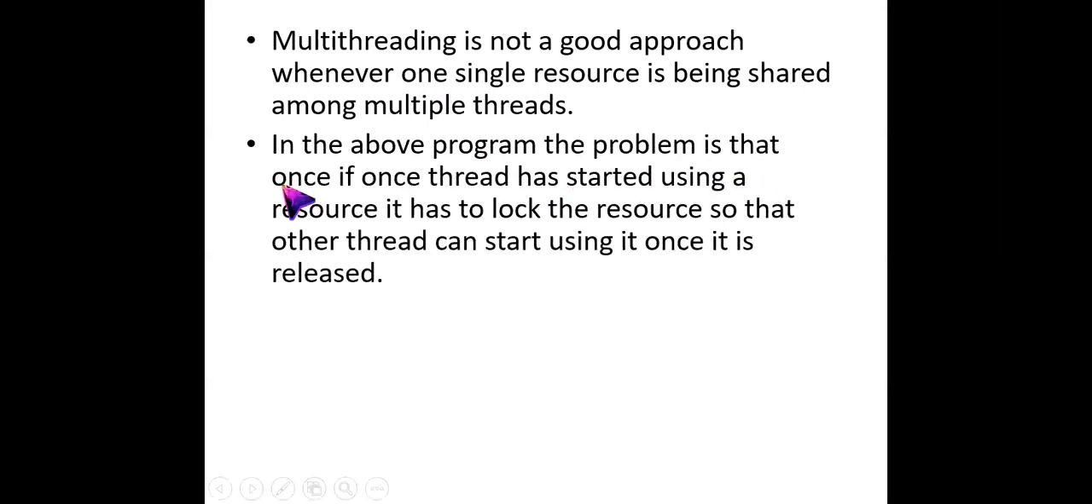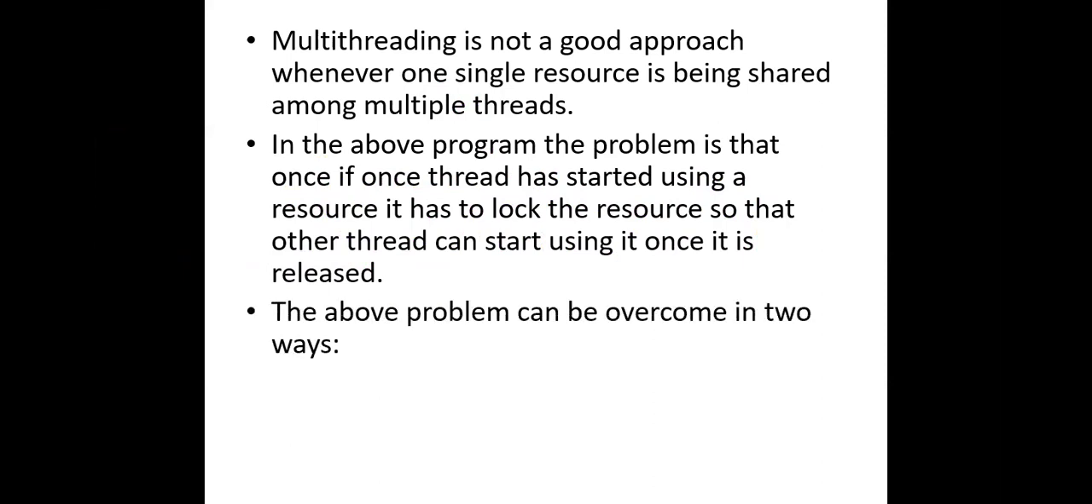In the above program, the problem is that once one thread has started using a resource, it has to lock the resource so that another thread can start using it only once it is released. Got my point? Yes or no? What does it mean? Until the resource is released, other threads should not get a chance to access it. Next, the above problem can be overcome in two ways.